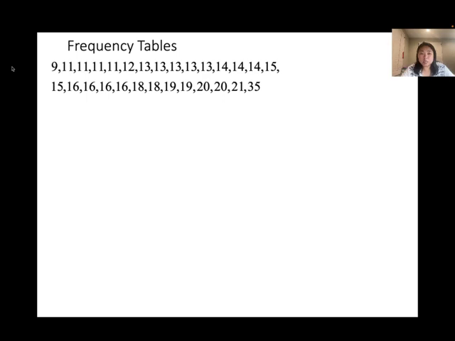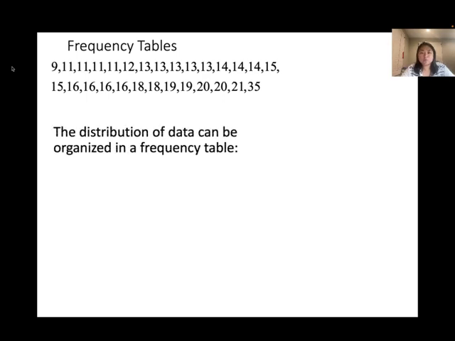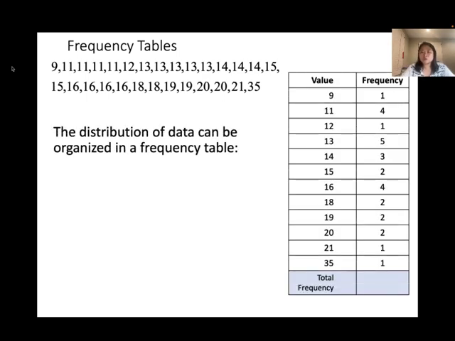We can organize the data using a frequency table. This is called the frequency table. You can see the value here, which is the data, and then you see the frequency. Frequency means the count of how many times the value occurred in the collection of data. For example, I have a 1 here for the value 9, so the value 9 appears only once. And then I have 4 with a frequency of 11 here. So this is called the frequency.